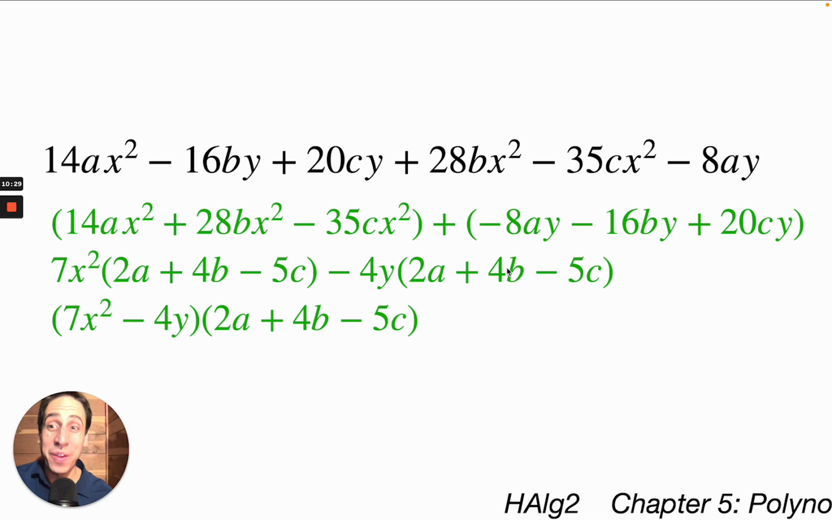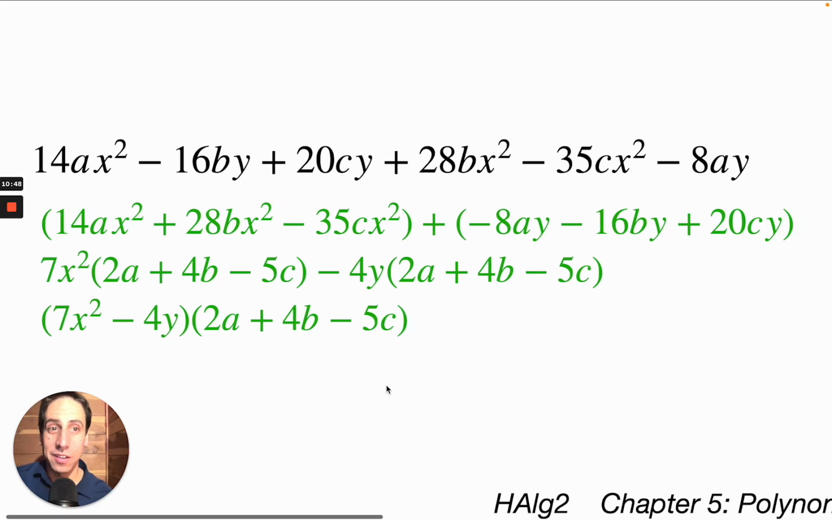Hooray, hooray, we actually can use grouping because we've got 2a plus 4b minus 5c on both of these giant terms. So it's written twice, so that's the one thing we're going to write just once. And then the leftovers become 7x squared minus 4y. Wowzers, that was a little intense.